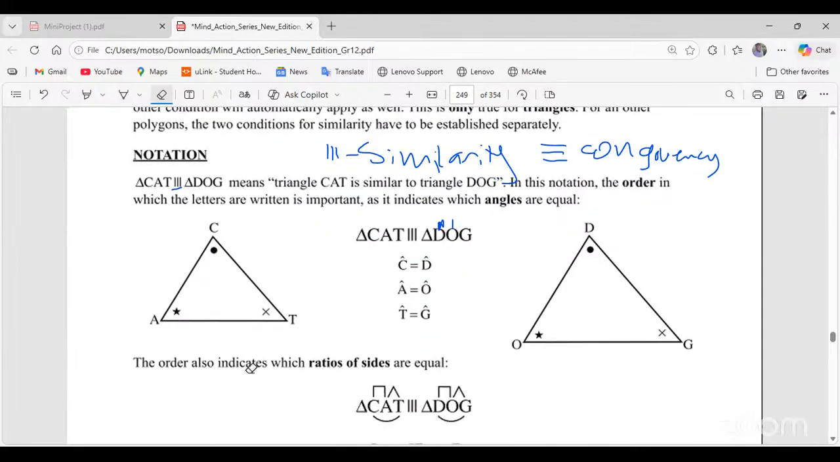Yeah, so the order also indicates which ratios of the sides are equal. If you take the first two letters in this triangle, you will also have to take the first two letters on this triangle. So the ratio of this side CA will be proportional to DO. The same applies to AT, OG, and maybe CT, DG.